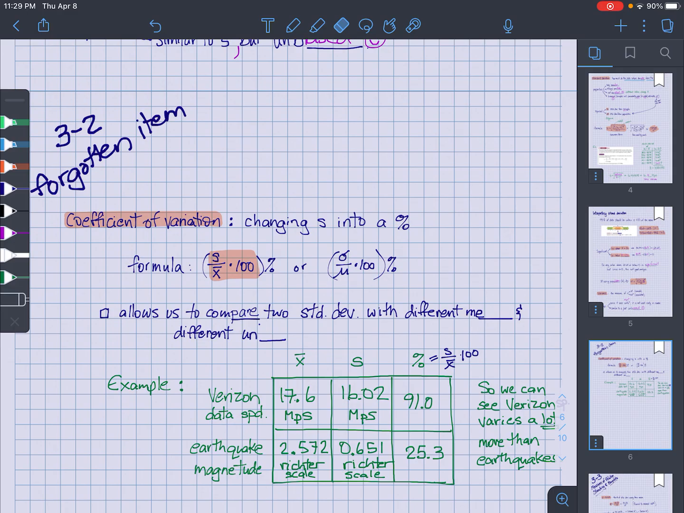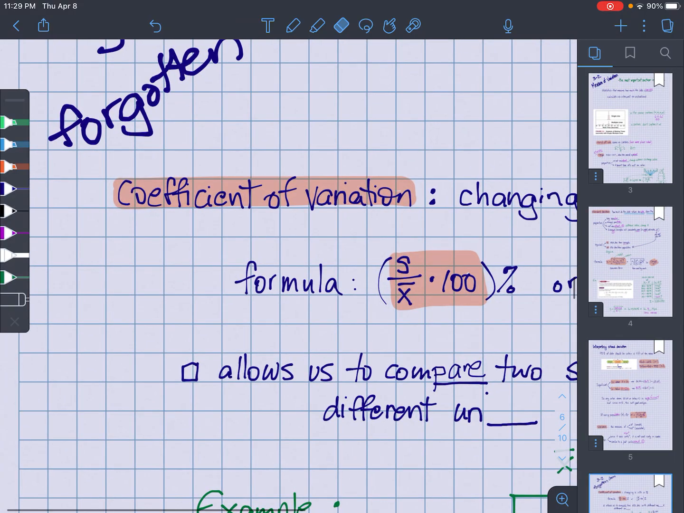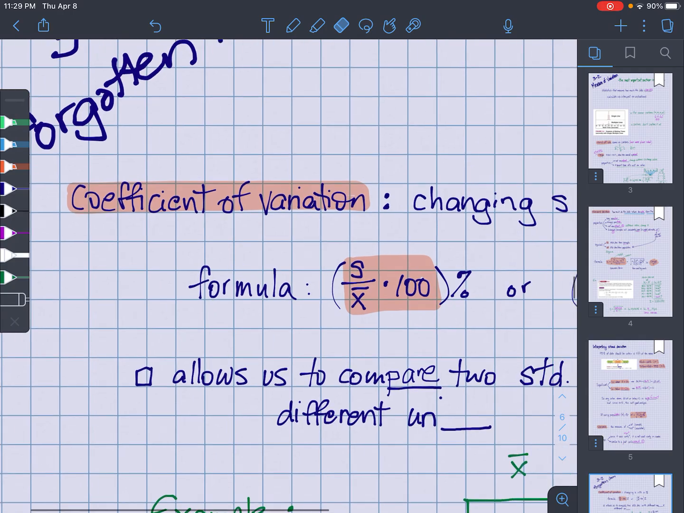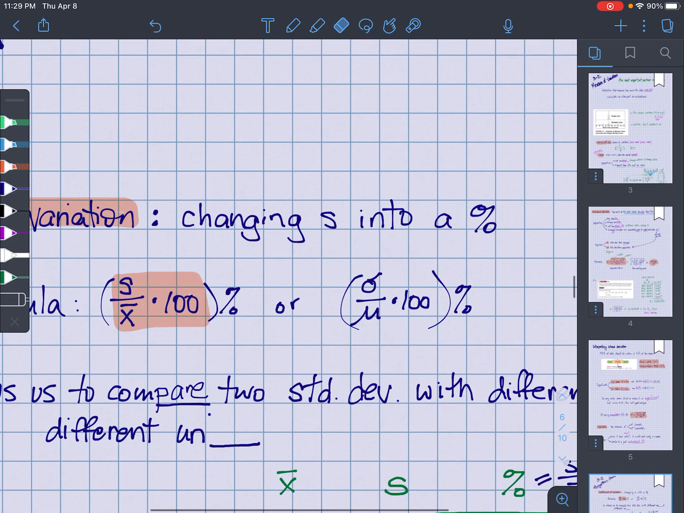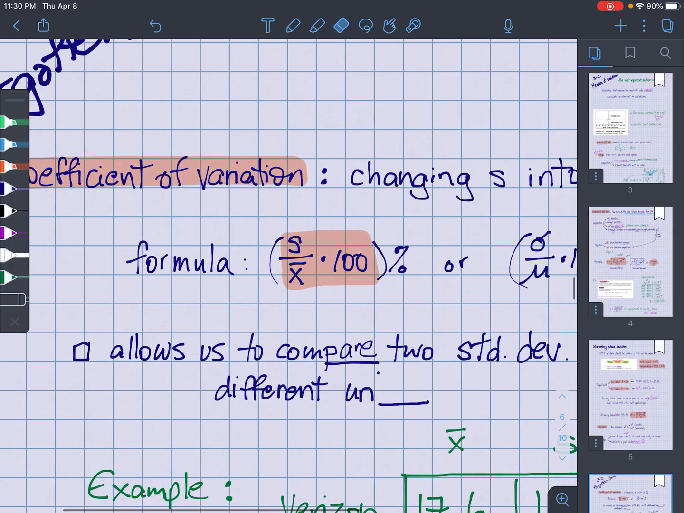Okay, kids, 3-2, something I forgot there. I need to tack it on, so grab your 3-2 notes, put this piece on there. Coefficient of variation. This is changing S into a percent. All right, there's the formula. Get her down in your notes.